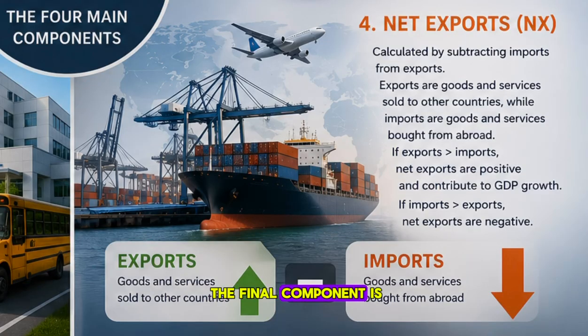The final component is net export, or NX. Net exports are calculated by subtracting imports from exports. Exports are goods and services sold to other countries, while imports are goods and services bought from abroad. If a country exports more than it imports, net exports are positive and contribute to GDP growth. However, if imports are higher than exports, net exports become negative.